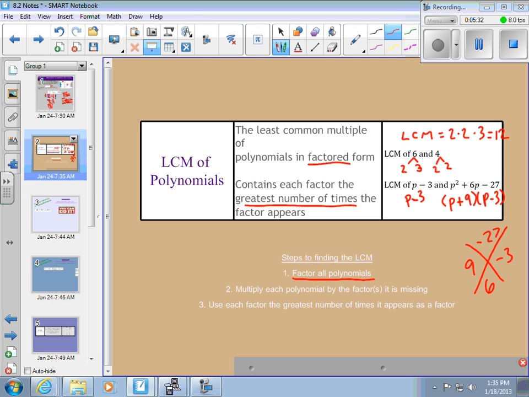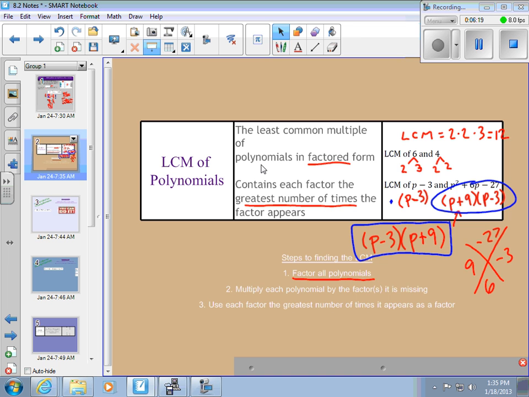Now we want to multiply each polynomial by the factors it's missing. So what factor is this first one missing? It would need this other term, this p plus 9. So if we multiply it by that, then we would get our least common multiple of p minus 3 times p plus 9. We don't need to multiply this second one by anything because it already contains the p minus 3 that the first one has. The second one wasn't missing anything. This first one was missing a p plus 9. So the least common multiple for the second one would be p minus 3 times p plus 9.